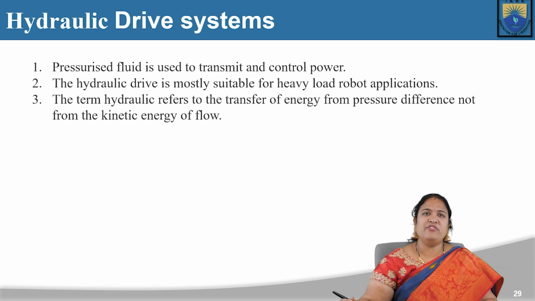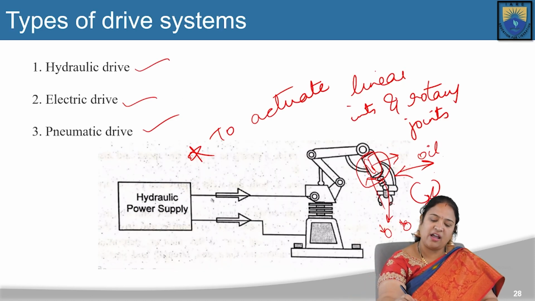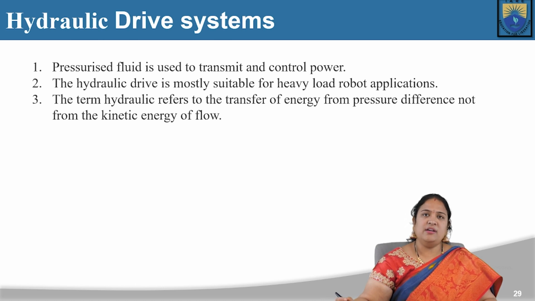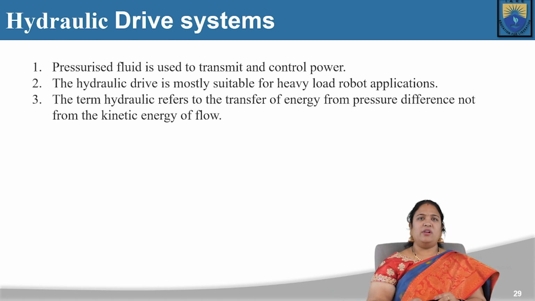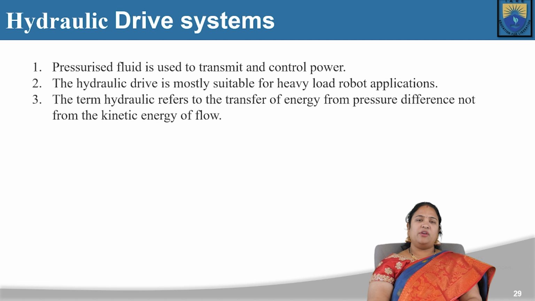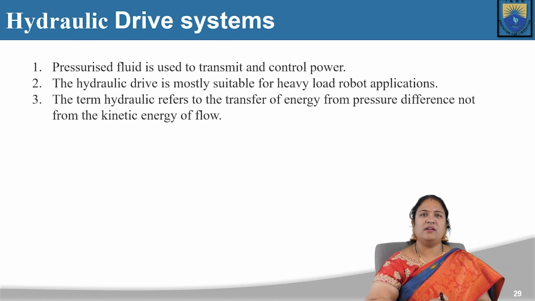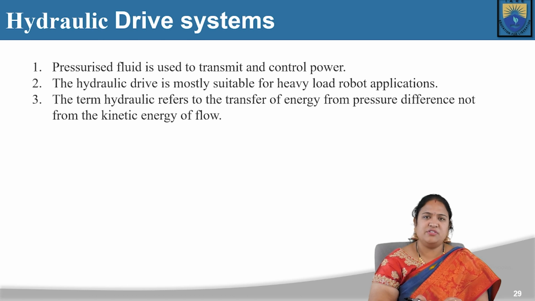With the help of the pressurized fluid, the transmission and control of power is done. Here we apply some amount of pressure, where the movement of the piston is done in the linear direction. This hydraulic drive system is mostly applicable for heavy load robot applications.